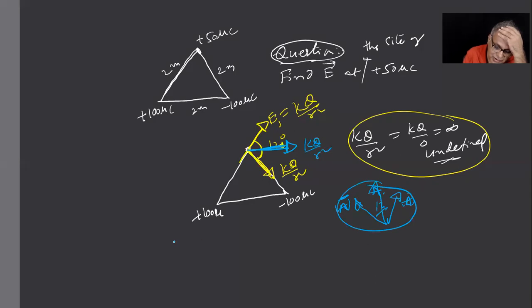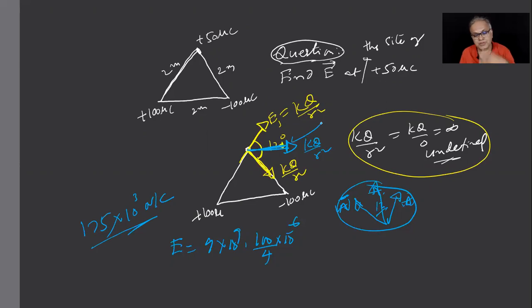So what is that now? The E will be K, 9 into 10 to the power 9, Q, 100 into 10 to the power minus 6, by R square, by 4. So that will be how much? 100 by 4, 25, 25 into 9, how much? 225, 225 into 10 power 3 Newton per coulomb, this way. So this is the meaning of principle of superposition.